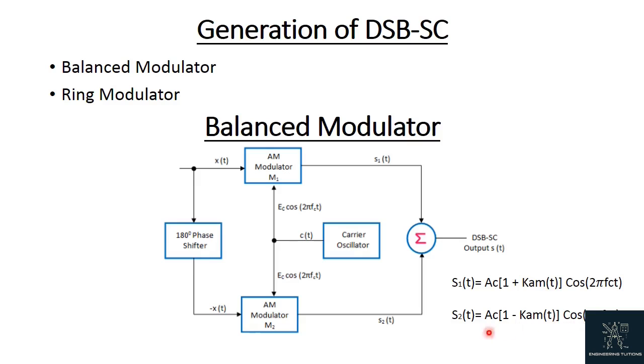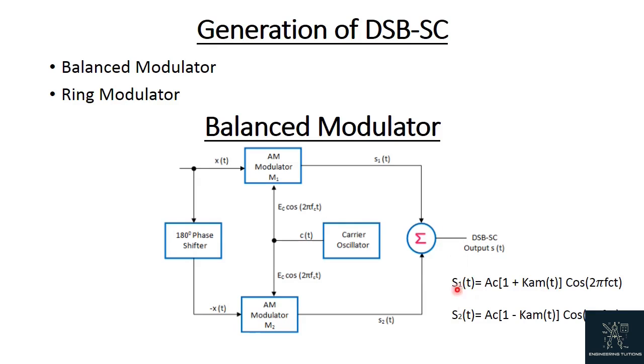We get the DSB-SC wave s(t) by subtracting s2(t) from s1(t). The summer block is used to perform this operation. s1(t) with positive sign and s2(t) with negative sign are applied as input to the summer block. Thus, the summer block produces an output s(t), which is the difference of s1(t) and s2(t).